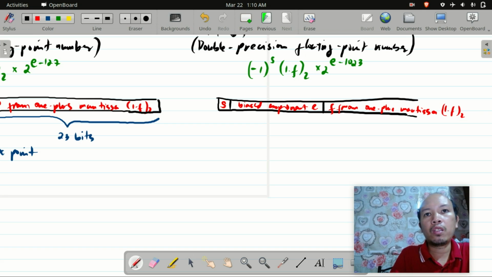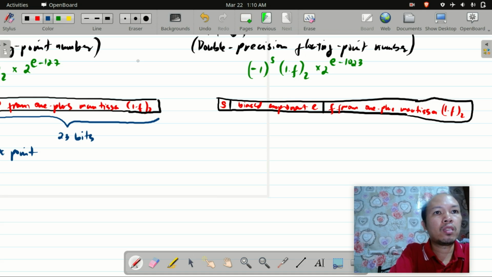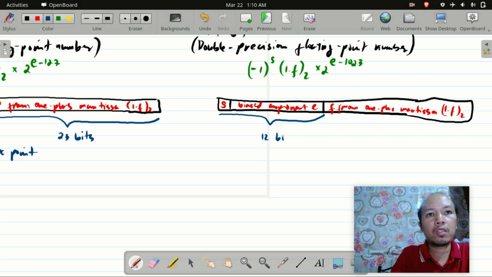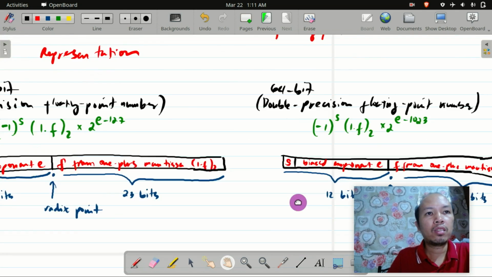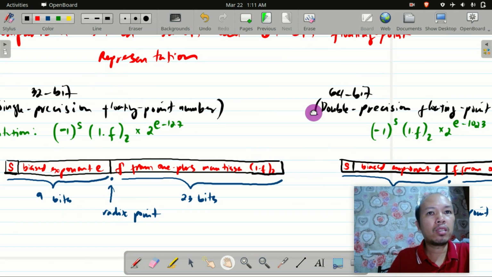The difference is that from here we have 12 bits, and this is the radix point, and this is the 52 bits in the mantissa. So that's the difference between 32-bit and 64-bit.